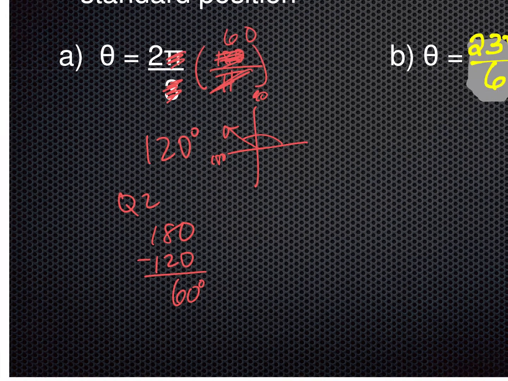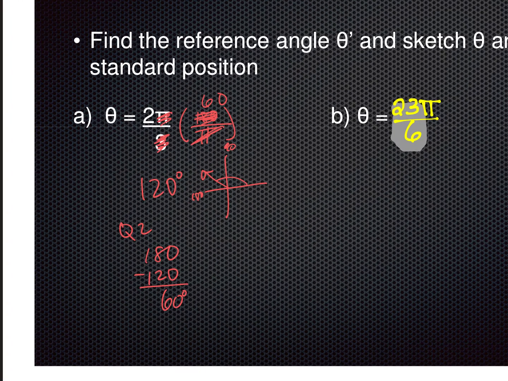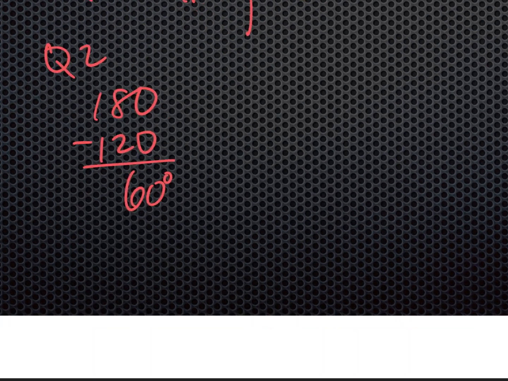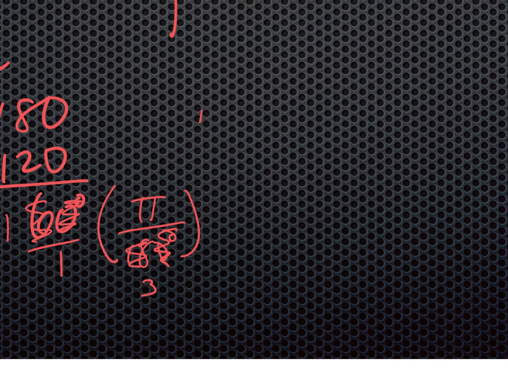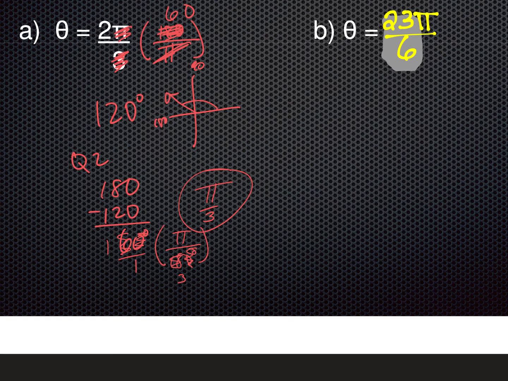Good. Now, can I leave my answer as 60 degrees? No. Why not? Because we started off in radians, so I have to go back to radians. I need my degrees to cancel out. Multiply by pi over 180. My zeros will cancel. 6 goes into 6 once. 6 goes into 18 3 times. So my reference angle is pi over 3. Very good, guys.